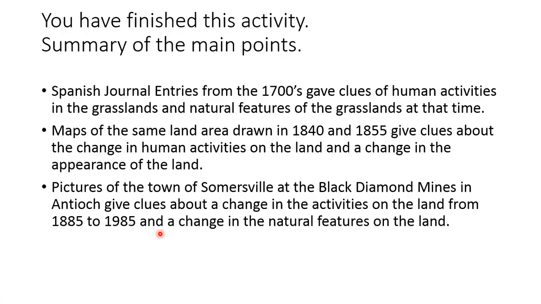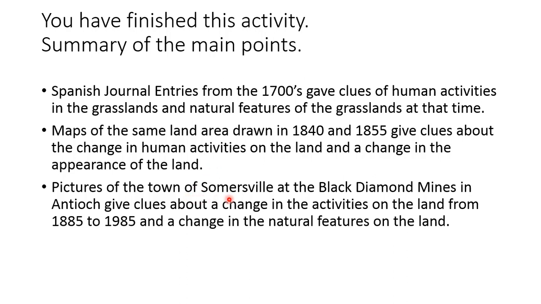So you've finished this activity now. Summary of the main points. The Spanish journal entries from the 1700s gave clues of human activities in the grasslands and natural features of the grasslands at this time. Maps of the same land drawn in 1840 and 1855 give clues about the change in human activities on the land and a change in the appearance of the land.